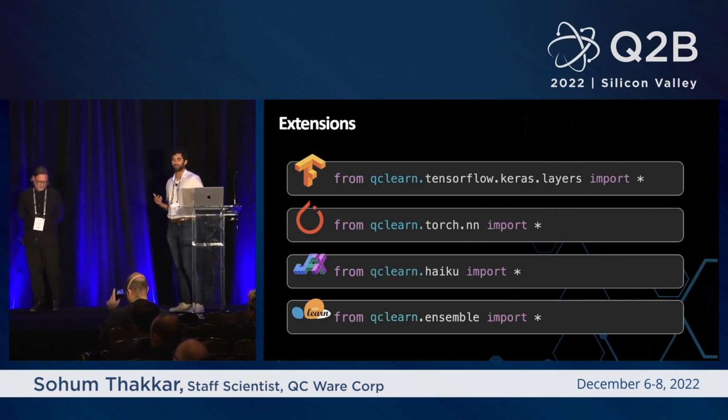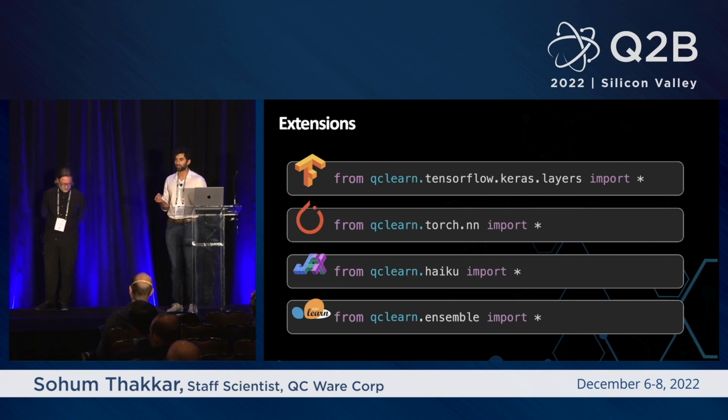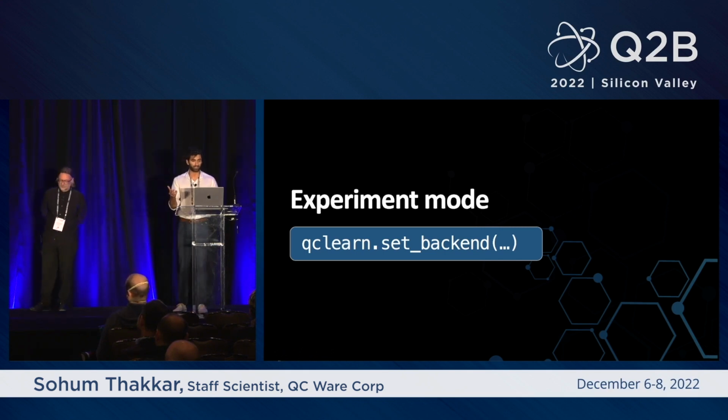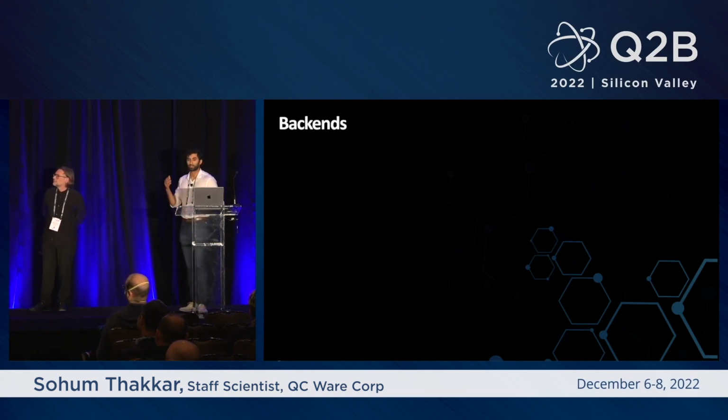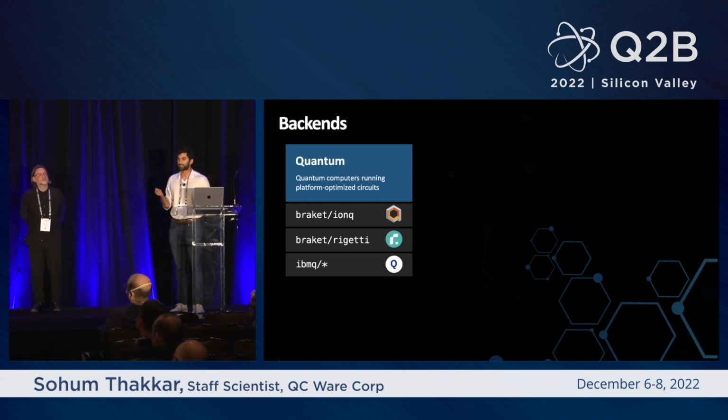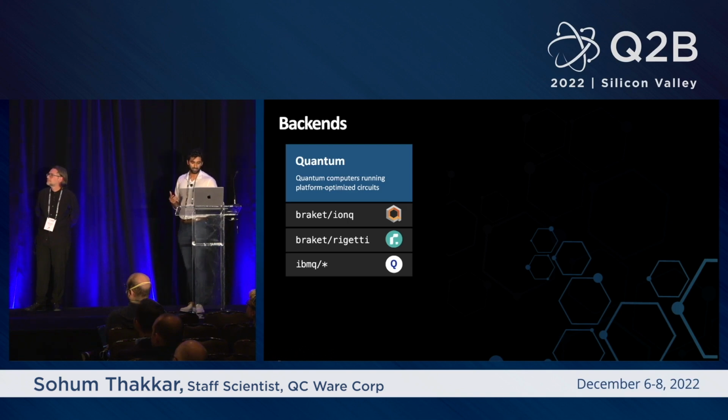Now, the core of QC-learn is that it blends quantum and classical data science. The way it does this is a very special method called set backend. This is a master control that allows you to select which version of the algorithm you want to run, and your choice matters a lot. You can run this on quantum backends. We support natively all of the cloud-based, gate-based quantum computers of today. We're native on Amazon Braket, and we have support for IBM.